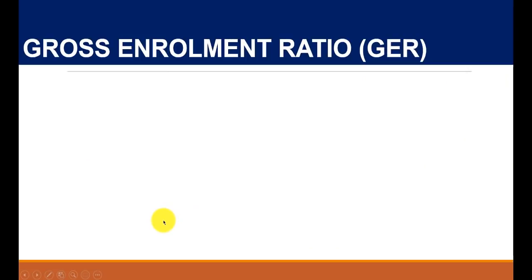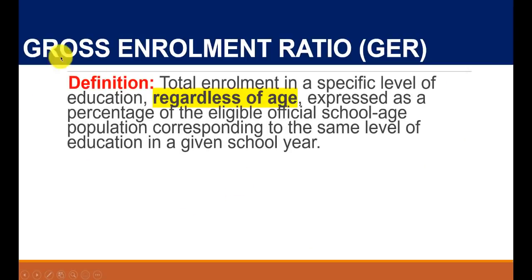So let's look at the definition. Definition of gross enrollment ratio is total enrollment in a specific level of education, regardless of age, expressed as a percentage of the total of the eligible official school age population corresponding to the same level of education in a given school year.